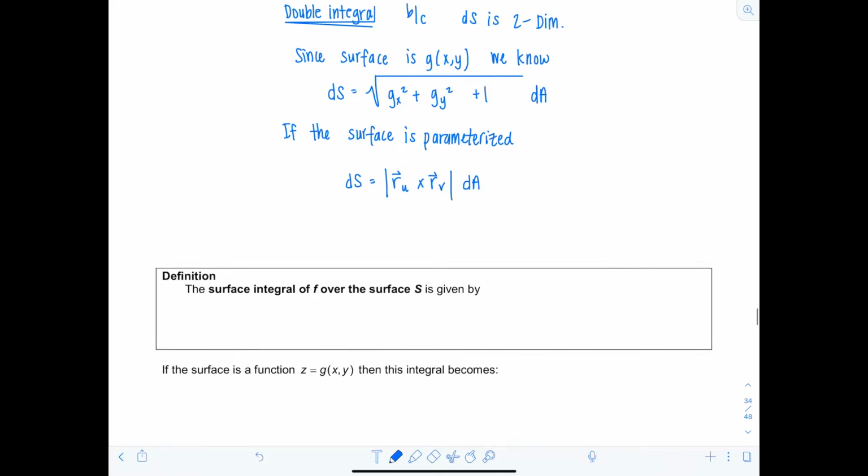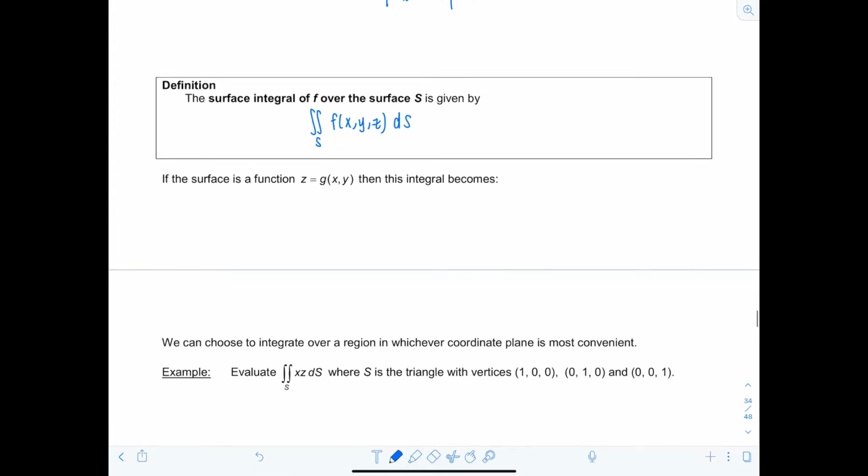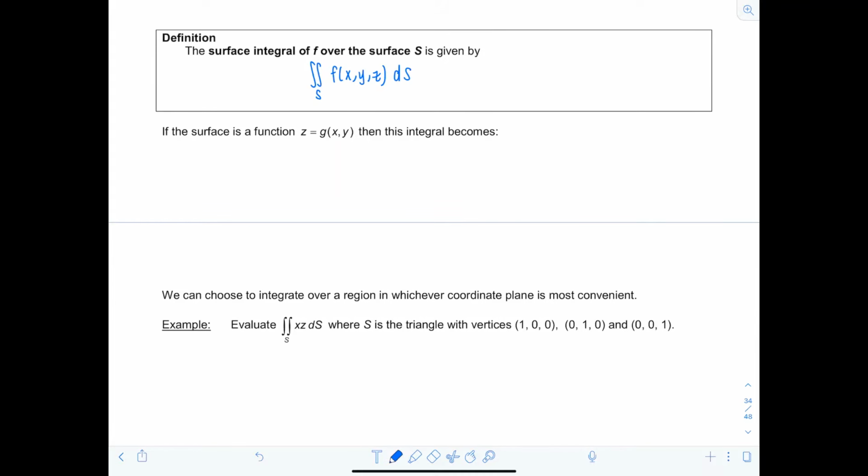Definition. The surface integral of f over the surface S is given by the double integral over S of f of x, y, z ds. Okay, so think back when we first talked about surface area, there was no function. We just had the double integral of ds, and that gave us the surface area of the surface. Now we're integrating a function over that surface.